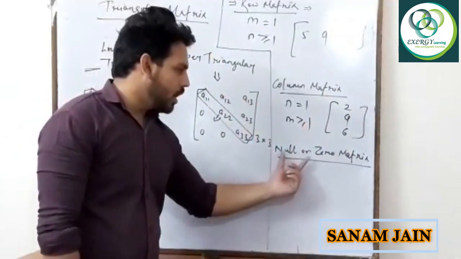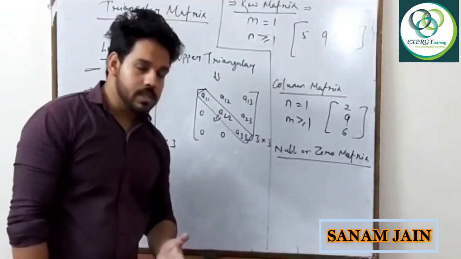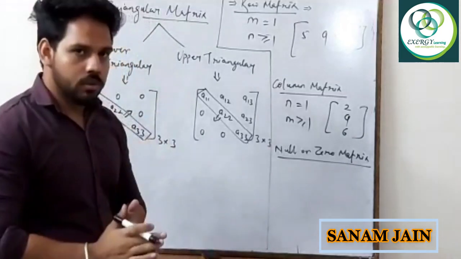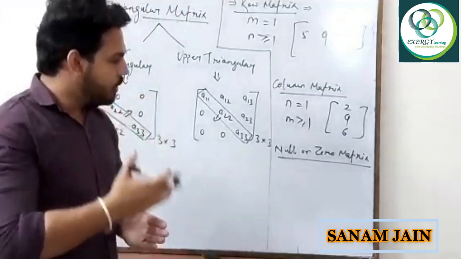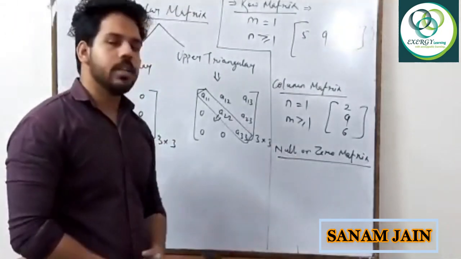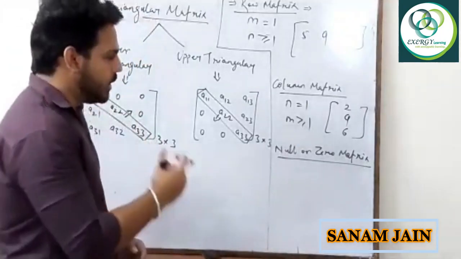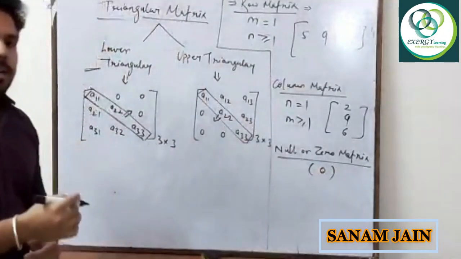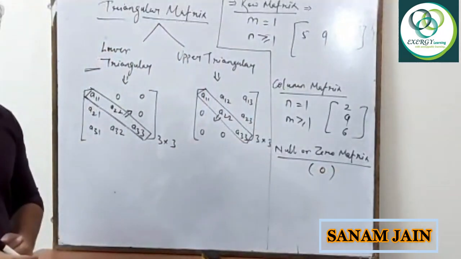Now we are talking about the null or zero matrix. A null or zero matrix means all the elements of the matrix are equal to 0. If all the elements of the matrix are equal to 0, then we can say this kind of matrix is known as a null matrix. And this null matrix can be represented by the capital letter O.